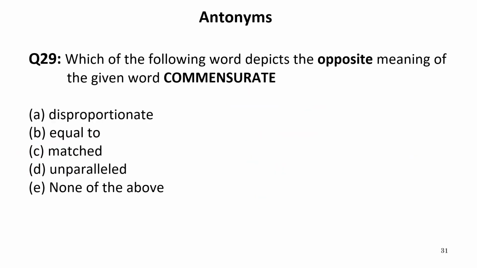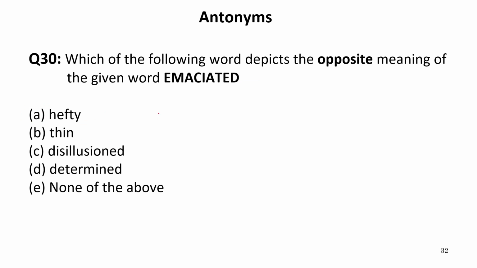Which of the following words depicts the opposite meaning of the word commensurate? Now, commensurate means when something is equal to something else. So the antonym of it is disproportionate. Equal to, matched. These two can be the synonyms of this particular word. Now let us move to the next one. Emaciated. Now emaciated means when someone is very thin. So the antonym of it will be hefty. Hefty means when something is very large, when something is very fat. So obviously hefty will be the correct answer. Now let us move to the next one.